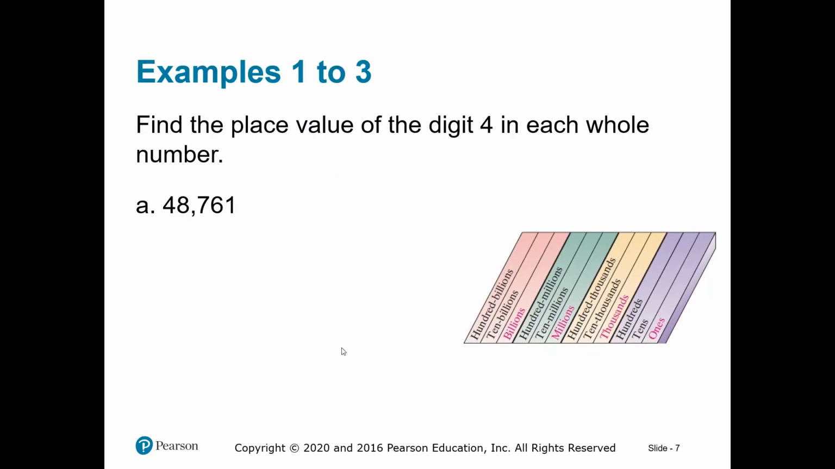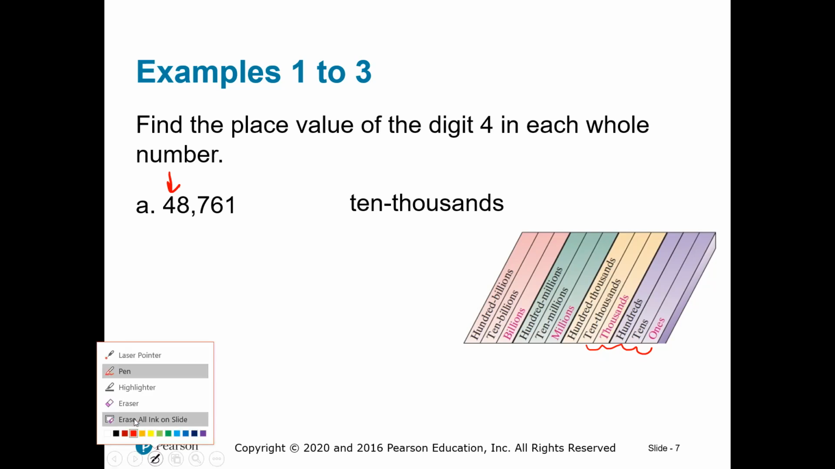Okay, based upon what we just did, I want you to identify where the digit 4 is in each whole number. So for letter A, it's 48,761. Okay, so we're trying to identify the 4. What is that place value? So it is 5 places over. So if we count, we're going to do ones, tens, hundreds, thousands, 10,000s. So this should be in the 10,000s place, which is what we confirm right there.